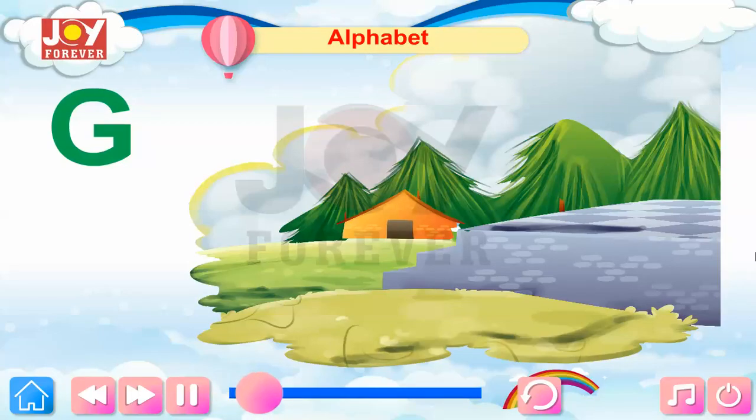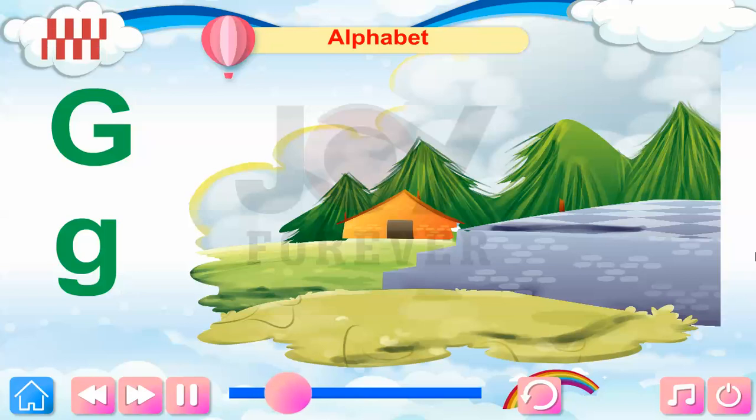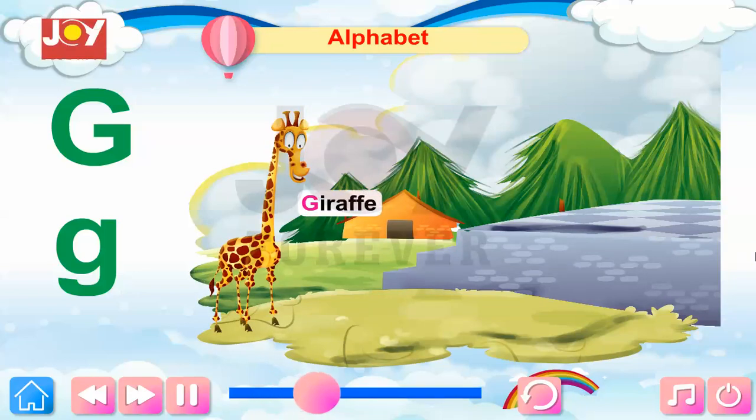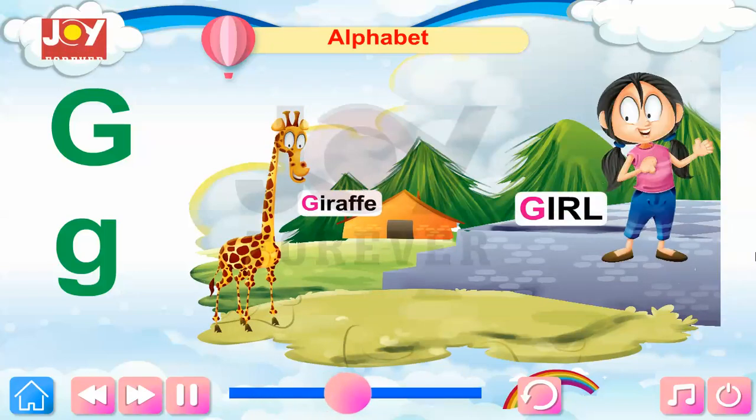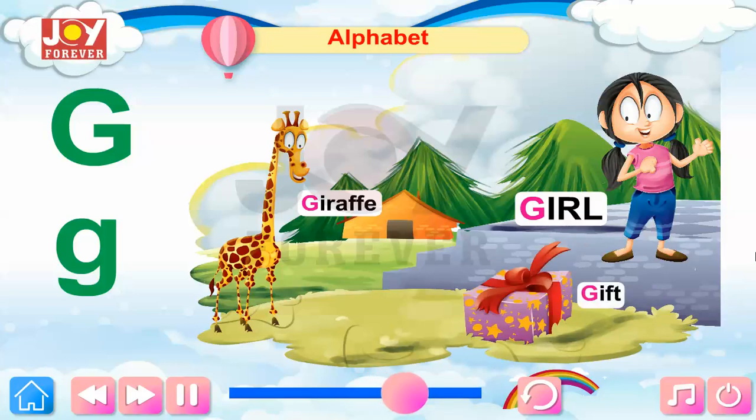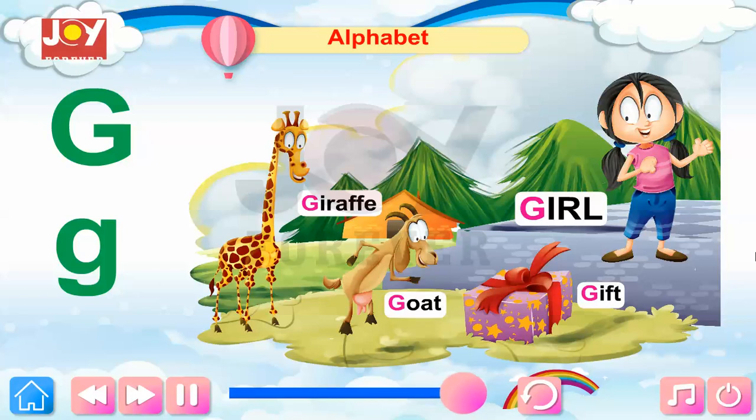Capital G, small g. G for giraffe. G for girl. G for gift. G for goat.